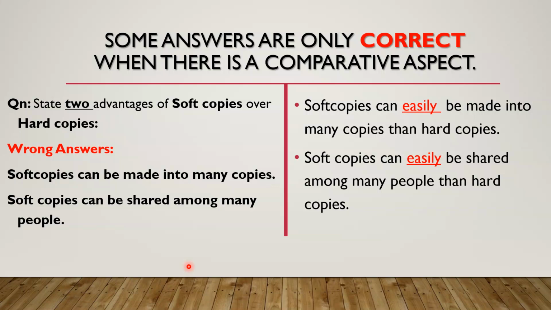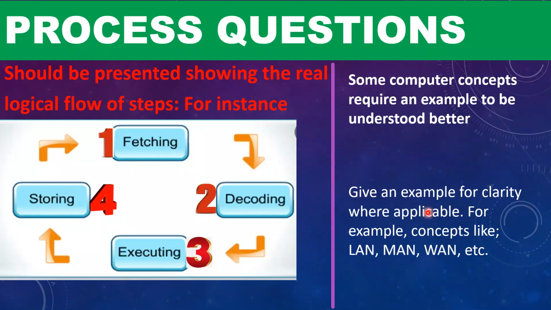For example, state 2 advantages of soft copies over hard copies. Avoid answers like soft copies can be made into many copies. Soft copies can be shared among many people. We need to try to compare, bring that comparative aspect so that you earn the marks. Soft copies can easily be made into many copies than hard copies. Soft copies can easily be shared among many people than hard copies. So there you are trying to bring an element of comparison in your answers. So that means that they will be correct.